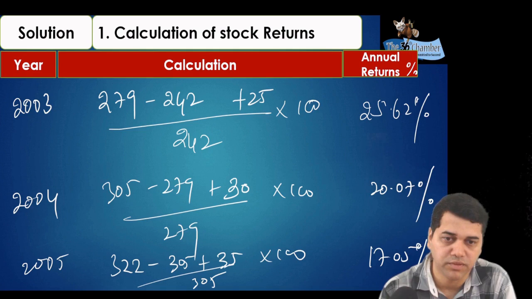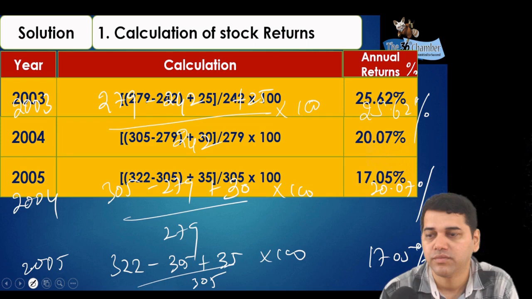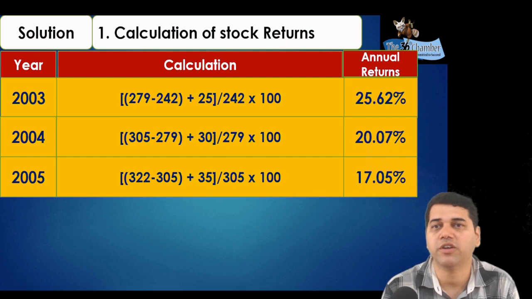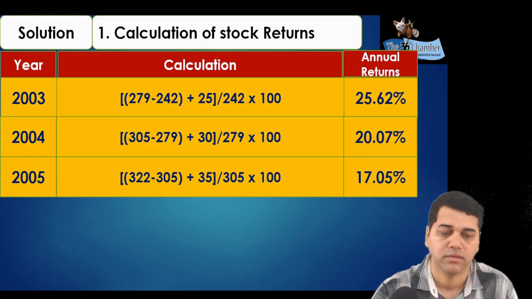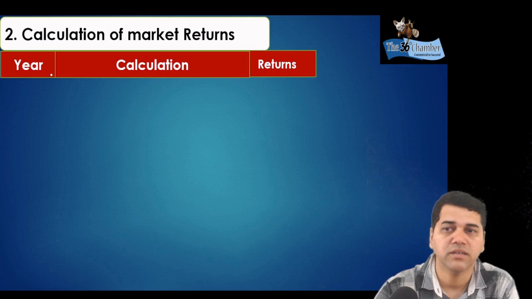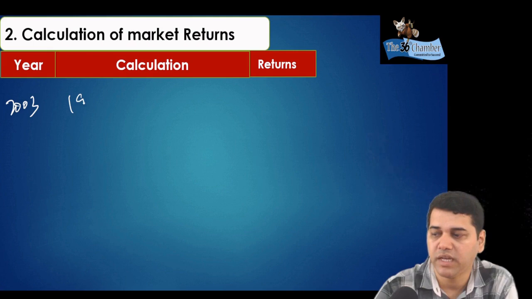Similarly, what should we do now? We have to calculate the stock return, market returns also. Write the heading: year, market returns, calculation of returns. So first, 2003, I have got 1950 closing minus 1812.